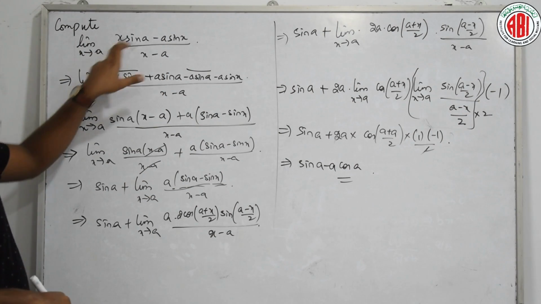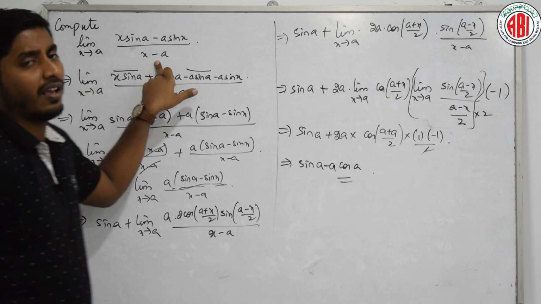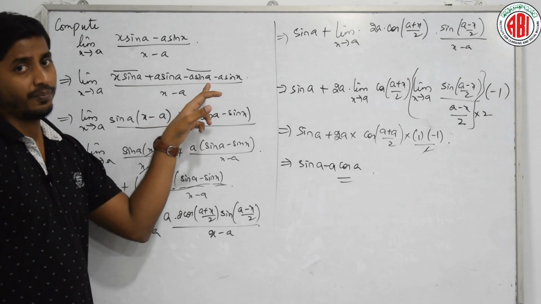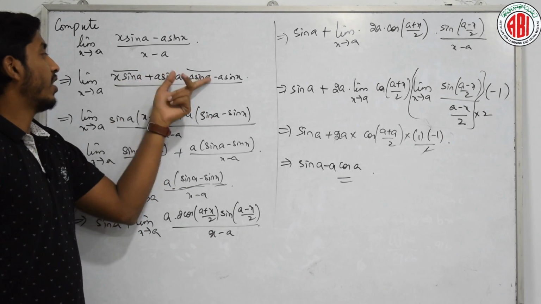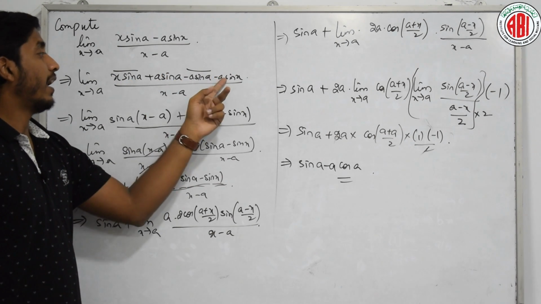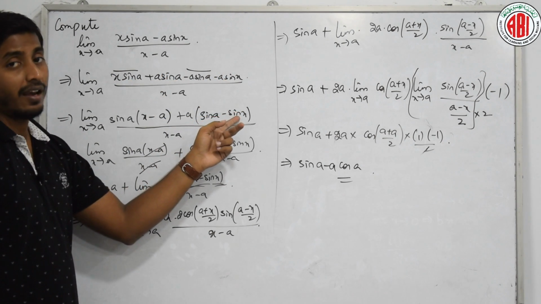The limit extends to x sin A minus A sin x by x minus A. How to solve it? I have added A sin A and subtracted A sin A. I have taken sin A common from these two terms, it becomes x minus A. And here A is common, I get sin A minus sin x.